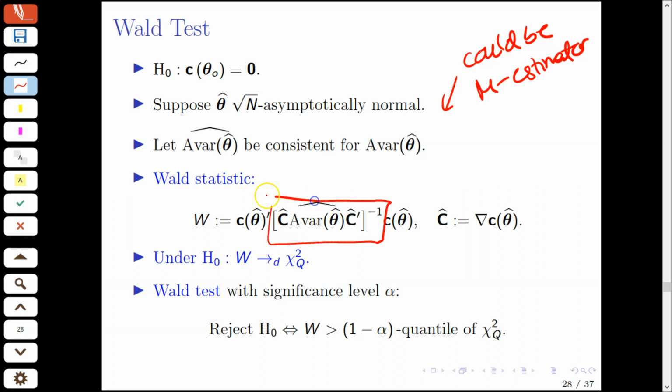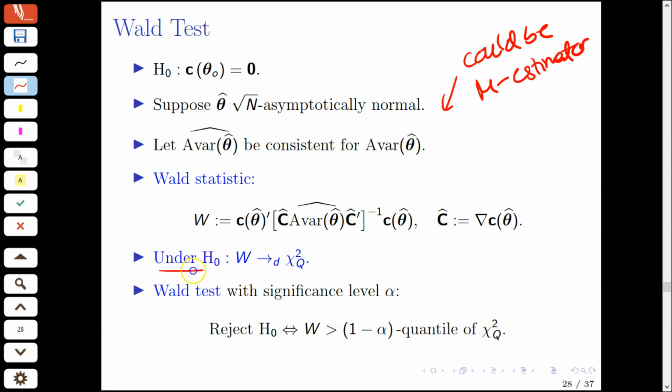The meat entering the Wald statistic itself involves a quadratic form. It is the inverse of a quadratic form. And here the bread components inside this inverse is given by the Jacobian of the restrictions evaluated at the parameter estimate. And the meat component is our consistent estimator of the asymptotic variance.